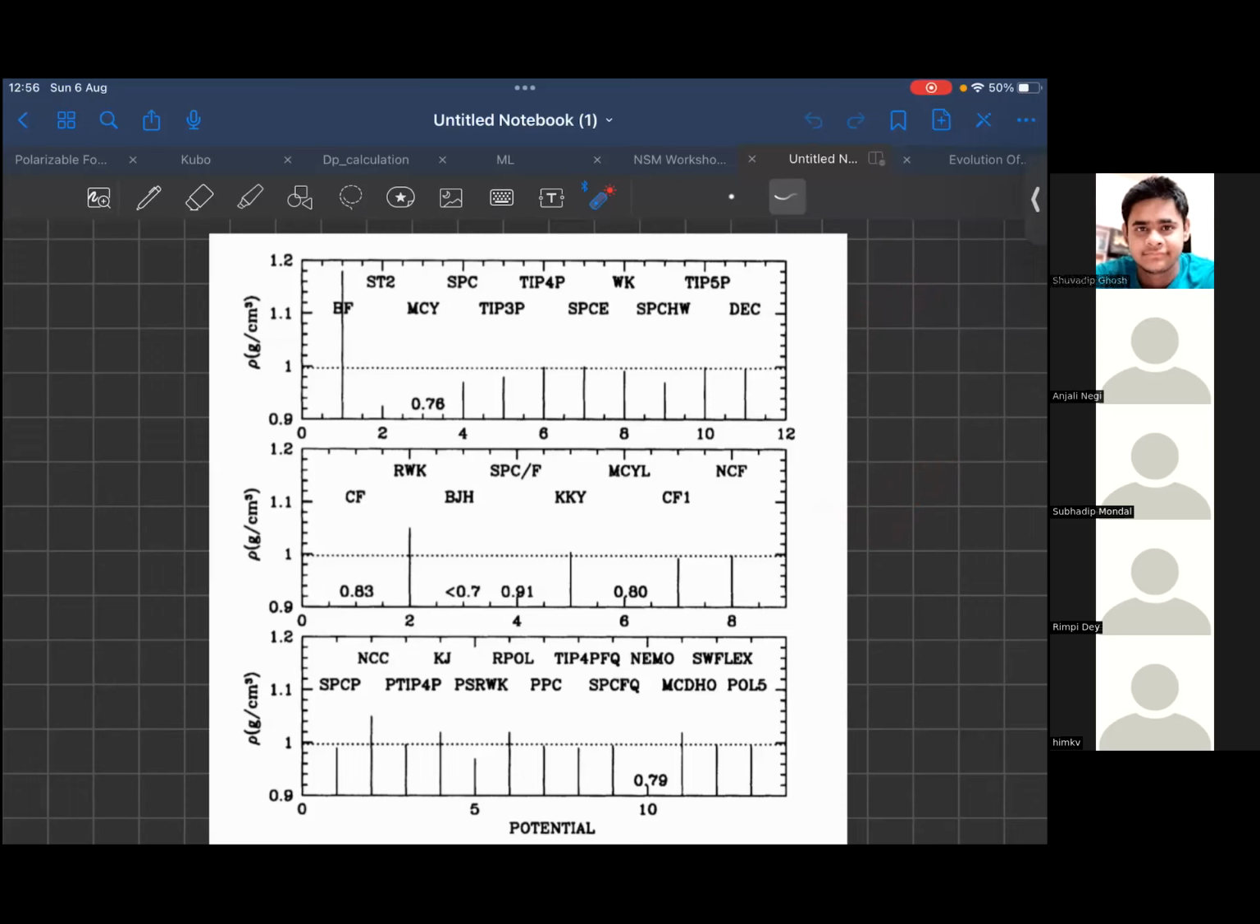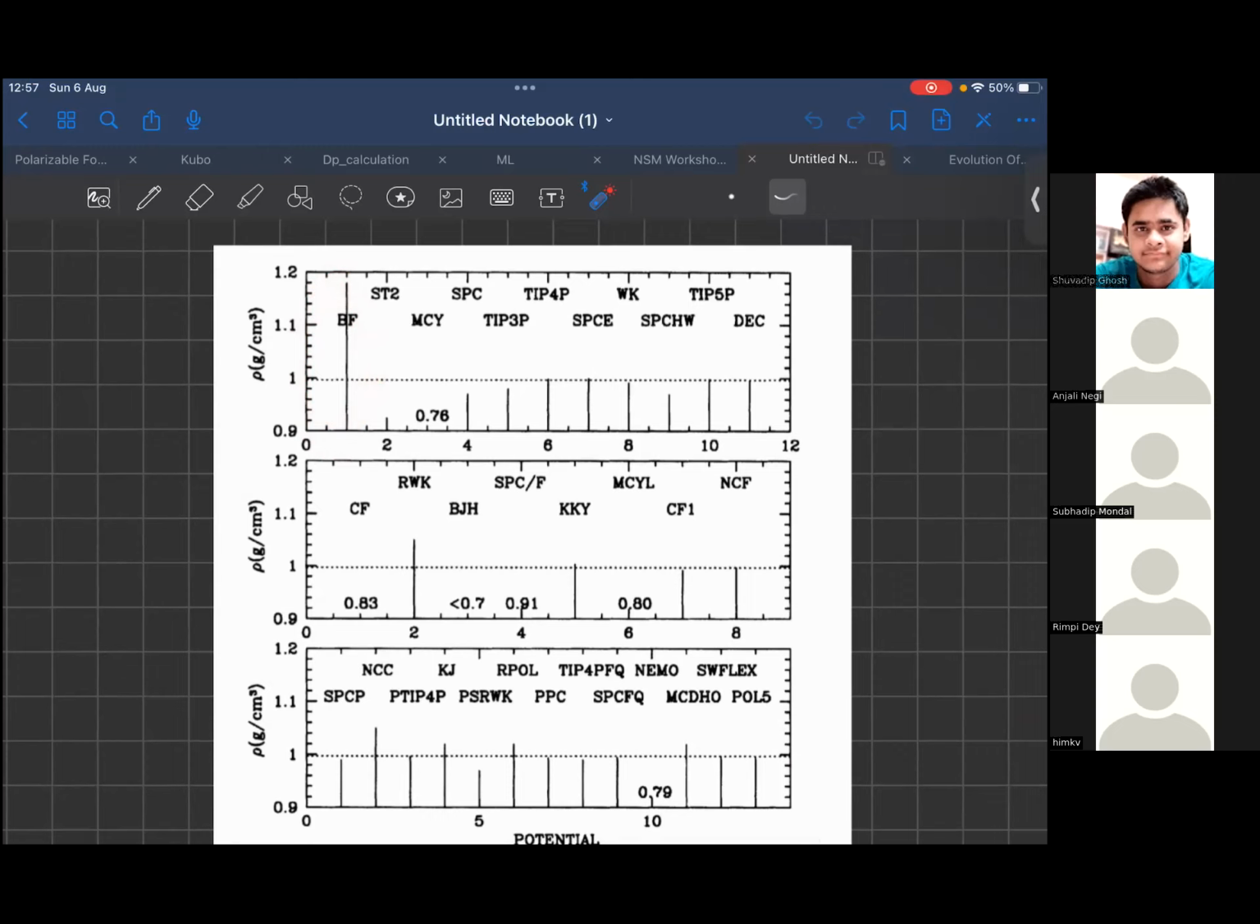Like if I mark these, TIP4P, SPC/E, TIP5P, DEC model, and some models predict too small a value, like the CF model, MCY model, NEMO model. So these predict too low a value. And some models predict too large a value, like this BF model. But in this liquid water density context, we can say that most of the water models agree well with the experimental value.